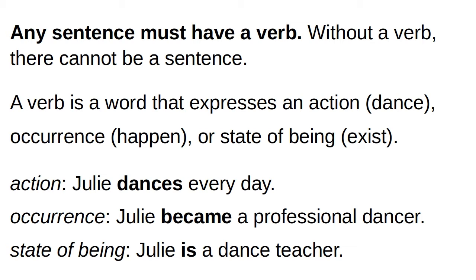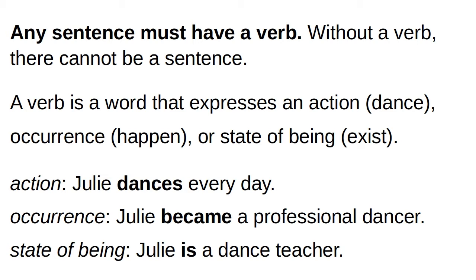So, what is a verb? Anyone? Yes, it shows some action. Right, correct. So a verb is a word that expresses an action. Besides an action, it can also express an occurrence or a state of being. An action, let us say for example dance; an occurrence, something happens, something occurs; or a state of being, that something exists, it is there.